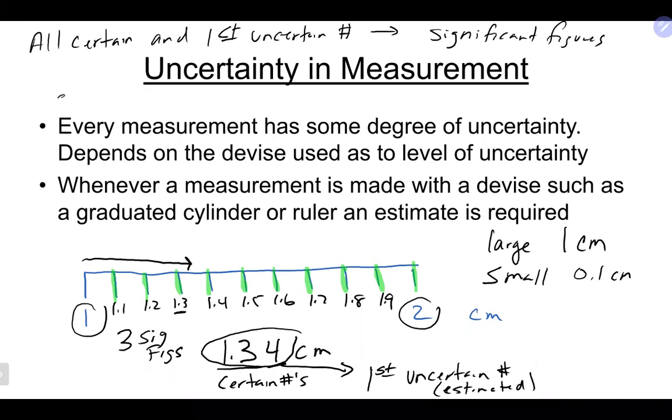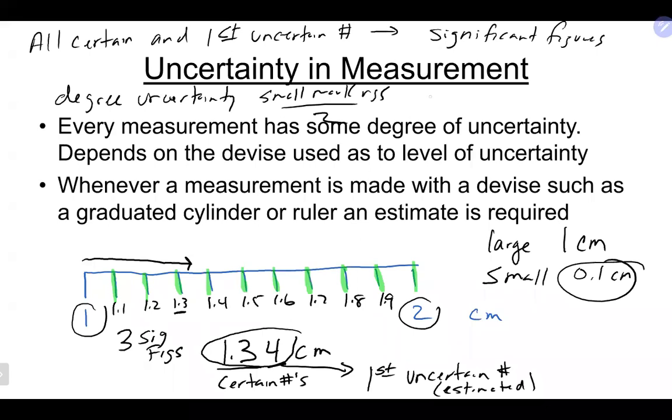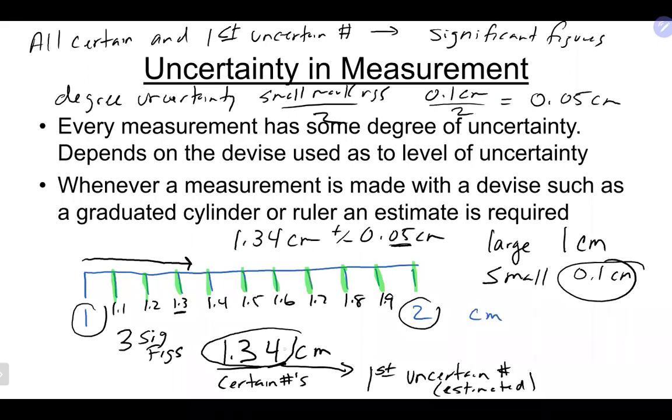You can figure out the degree of uncertainty by taking the smallest markings and dividing by 2. So in this case, the smallest marking was 0.1, divided by 2 gives us 0.05 centimeters. So sometimes people will record this as 1.34 centimeters plus or minus 0.05 centimeters. This uncertainty takes us to how many decimal places? 2 in this case, and our reading went to 2 decimal places.